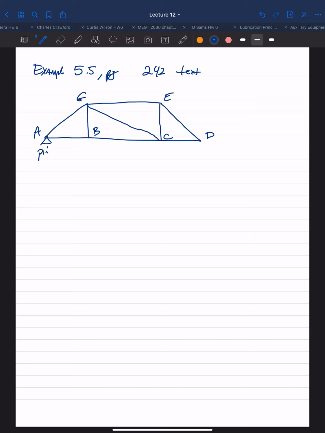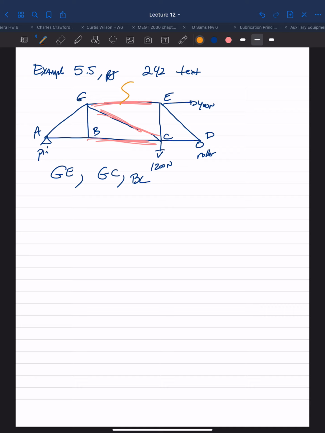A is a pin. B is a roller. You have a 1200 Newton force coming here, and a 400 Newton force coming there. And the question only wants you to find the force in members GE, GC, and BC. So GE is right here. GC is right here. BC is right here.